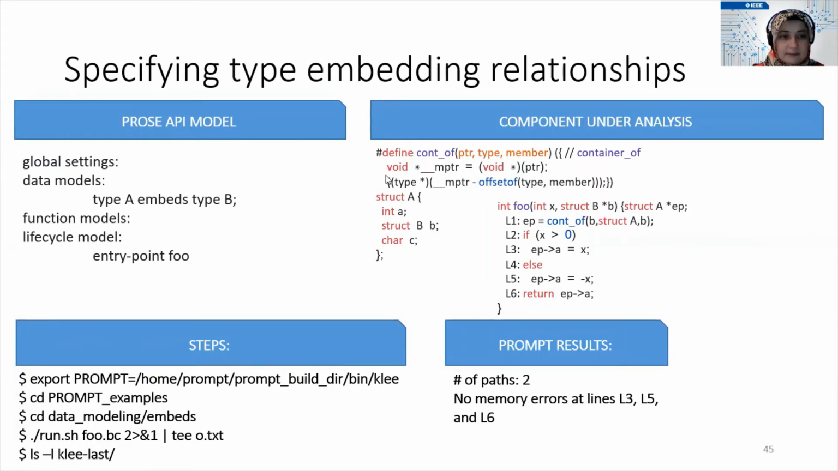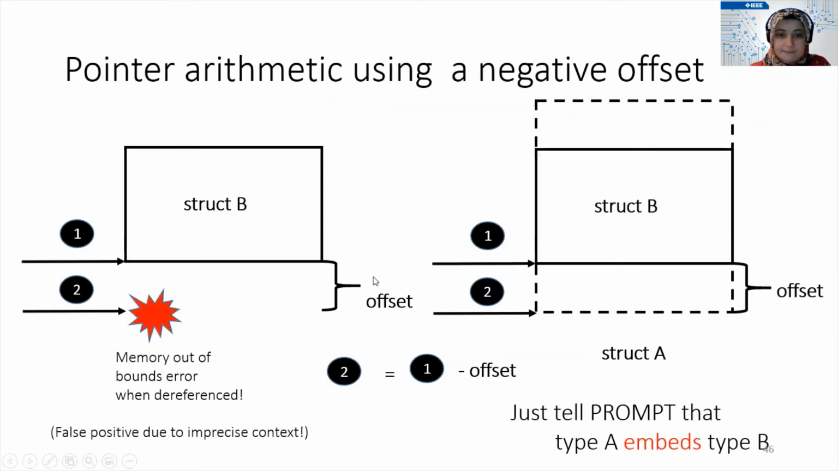Another important type of data modeling is about embedding relationships between struct types. So here we have struct A that is embedding struct B. Now, just to explain why this type of modeling is important, let me show you a figure. In this figure, on the left-hand side we have one scenario, and on the right-hand side we have the ideal scenario.